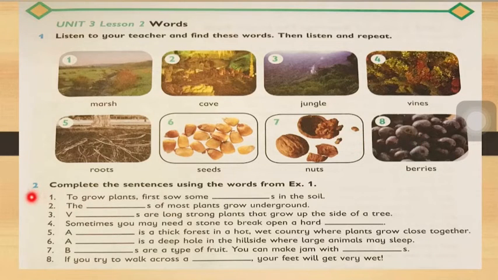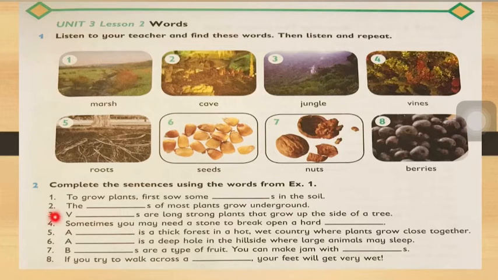Now let's do question number 2. Complete the sentences using the words from exercise 1. Now children, you know the meanings of all the words. You know how to read them, how to pronounce them. Now you have to use these words in the sentences given. Number 1. To grow plants, first sow some dash. Now as I have explained, plants grow from what? Excellent. Seeds. Plants grow from seeds. To grow plants, first sow some seeds in the soil.